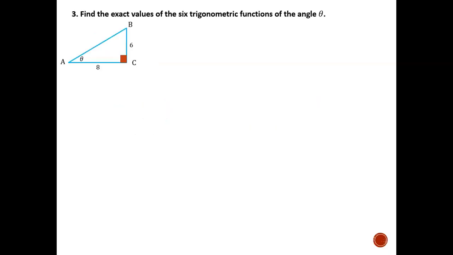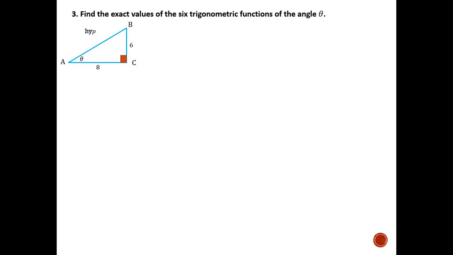Let's look at this new topic. Find the exact values of the six trigonometric functions of the angle theta. Here we have a triangle that has a 90-degree angle, and we want to solve for the rest of the angles, or the angle given here.